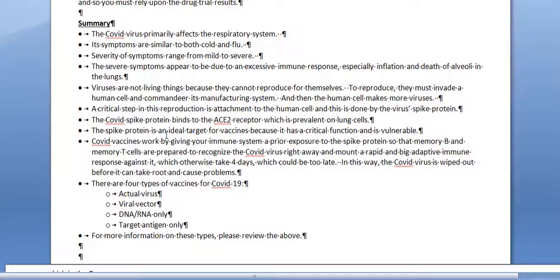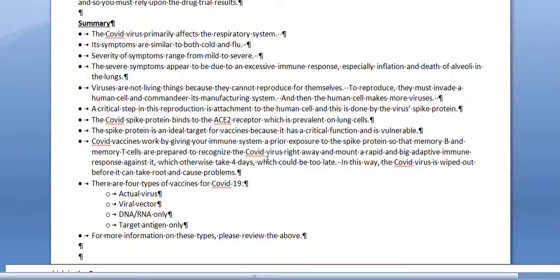The spike protein is an ideal target for vaccines because it has a critical function and it is vulnerable to antibody attack. COVID vaccines work by giving your immune system a prior exposure to the spike protein so that memory B and memory T cells are all prepared to recognize the COVID virus right away when you're exposed. It's like, okay, I know who you are, I've seen you before. And then you mount a rapid and big adaptive immune response against it, which otherwise would take about 4 days, which can be too late.